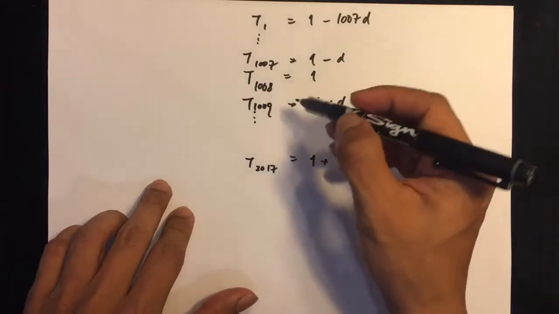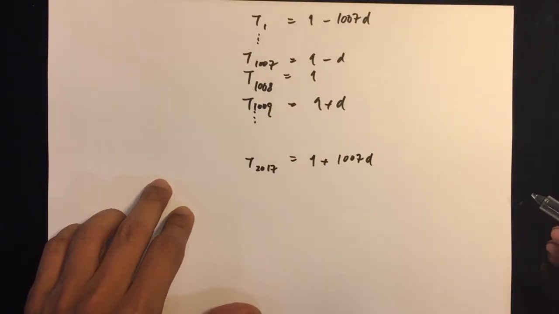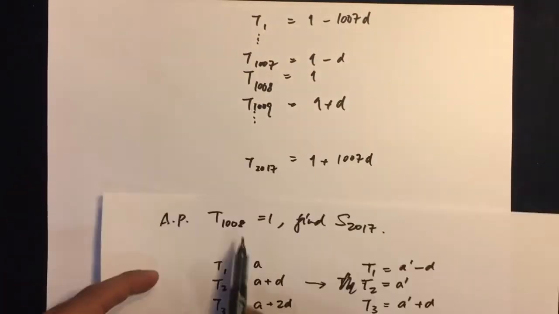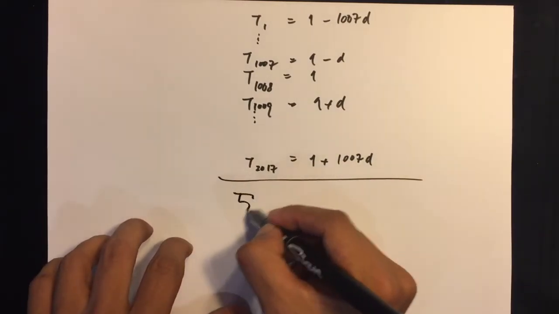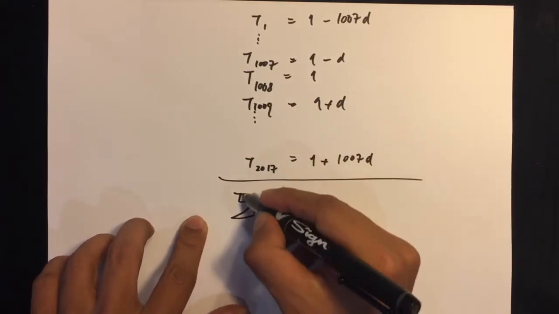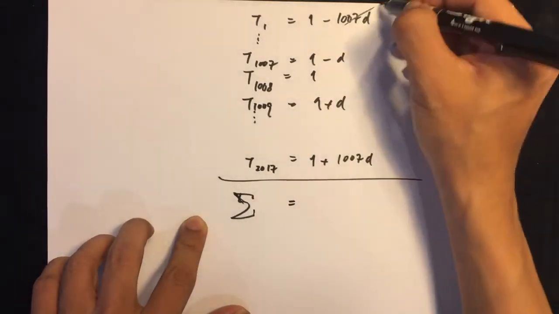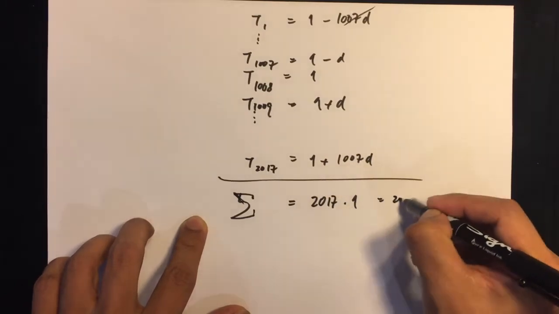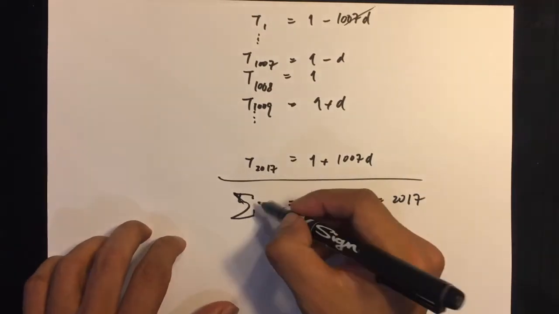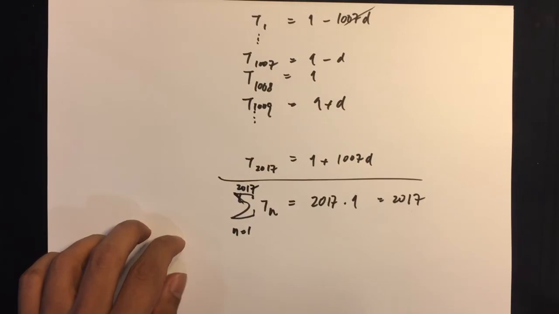So it just so happens that 1008 is actually the midpoint between 1 and 2017, which makes this problem have a neat shortcut. The sum of all these terms is actually equal to, as all the common differences cancel each other out, 2017 times 1, which is 2017. Let me just rewrite that more clearly. All right, so that's the answer.